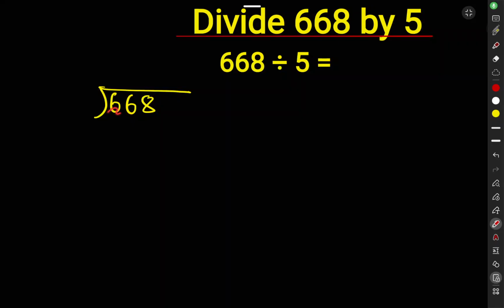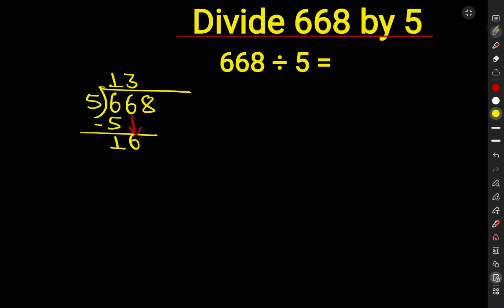We divide 668 by 5 in a long division method. 5 times 1 is 5. On subtracting, we get 1. So now we put down the 6 and it is 16.